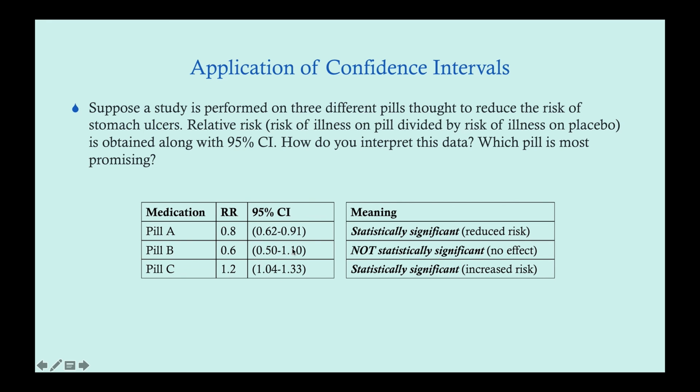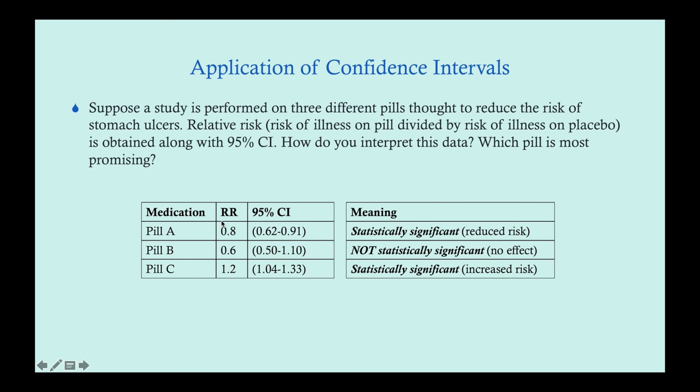So what this tells us is that it's not statistically significant due to the variance or the small number of people being studied. So we can't say whether or not there's an effect. There may be an effect if we study enough people. This confidence interval may shrink below 1, and then we could say that it is statistically significant reduced risk. But at this point, it's not statistically significant.